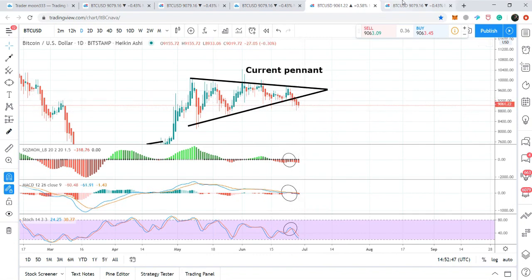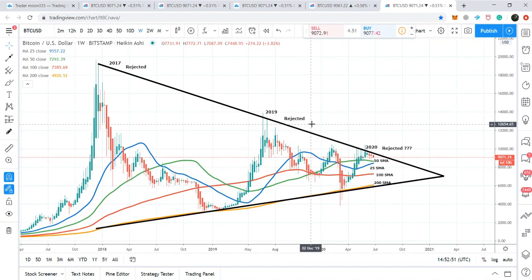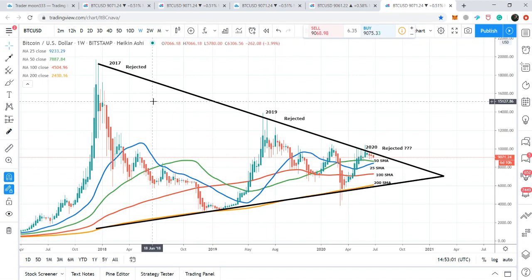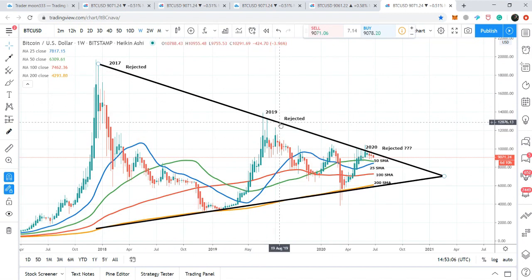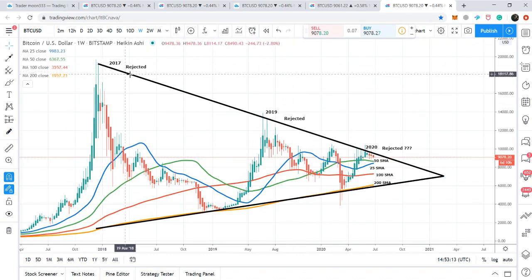Now if we watch this really very big symmetrical triangle that is formed on the weekly chart, this is really a very important chart that I am sharing with you in almost every video. Then we can see that the resistance of this symmetrical triangle has become a really very strong rejection line since 2017. Whenever the price action reaches up to this resistance level, it is being rejected again and again. For example, here in 2017, in 2019, it has been rejected 2 times.